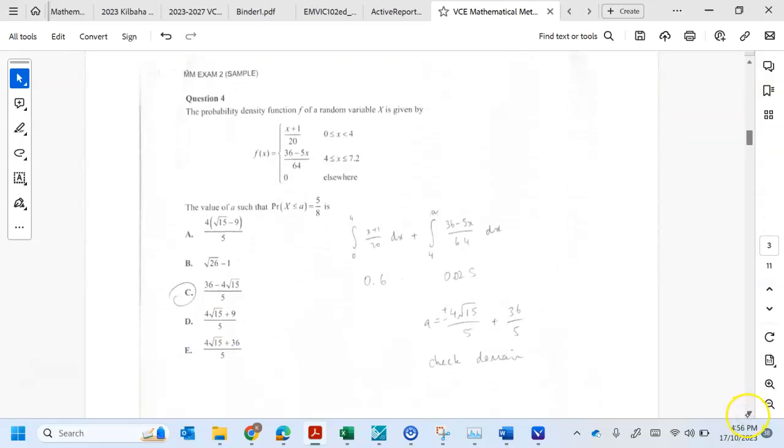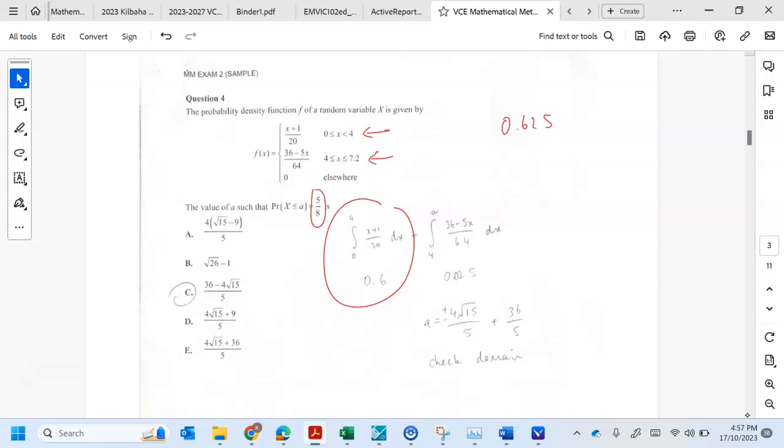All right, question number 4, the probability density function of f, blah, blah, blah. The value of a such that probability of x is less than a equals 5 over 8 is. Okay, so we've got a piecewise function here. So we've got, when x is between 0 and 4, that function, and then from 4 to 7.2, that other function. So I just did the definite integral from 0 to 4 because we want to know 5/8, which is 0.625. So you can do this actually on your calculator as well.